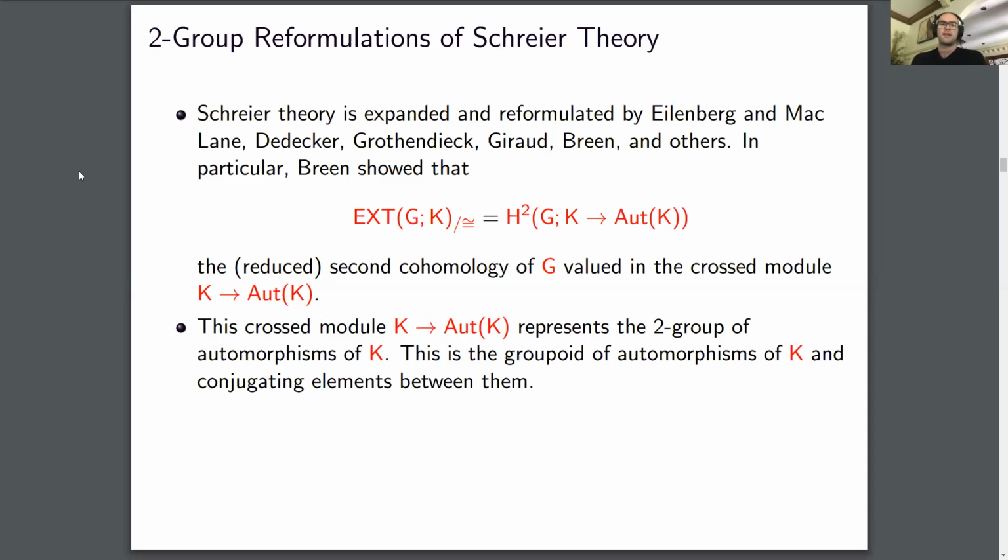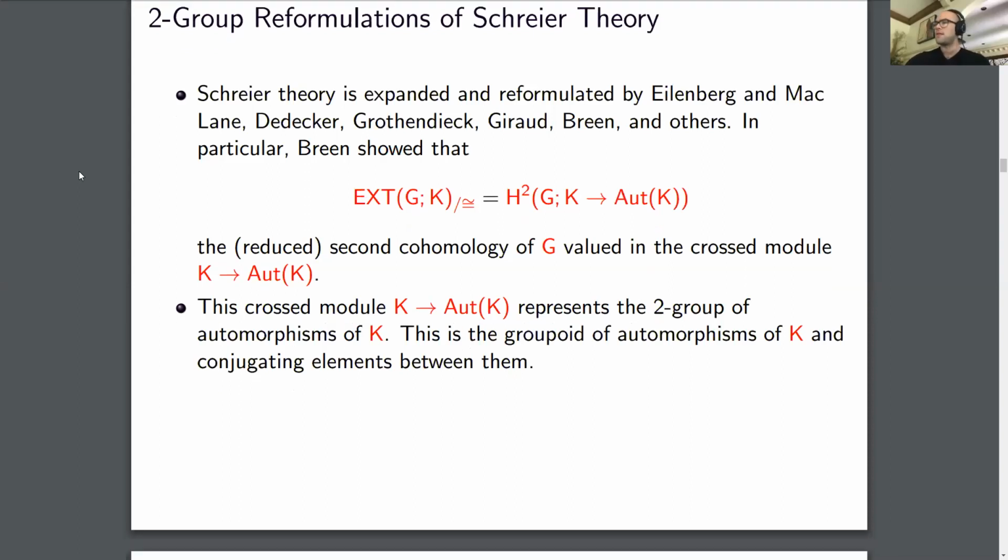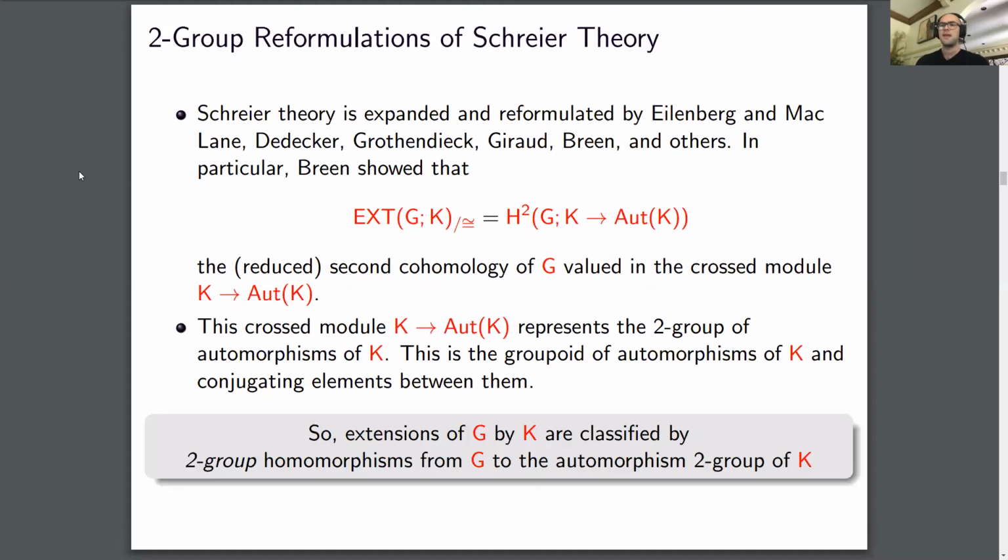And that crossed module is given by the homomorphism of K acting on itself by conjugation. And so if you know a bit about crossed modules, you'll know that this crossed module represents the 2-group of automorphisms of K. So this is the groupoid whose objects are automorphisms and where the monoidal product is composition, and the morphisms are conjugating elements. And so what we can say is that the extensions of G by K are classified by 2-group homomorphisms from G to the automorphism 2-group of K.